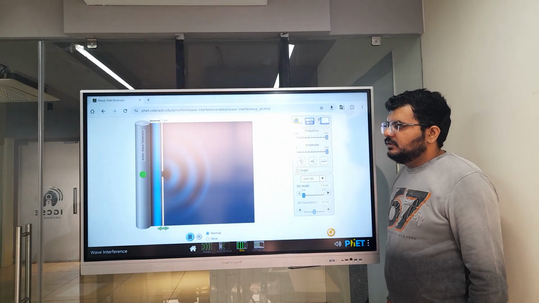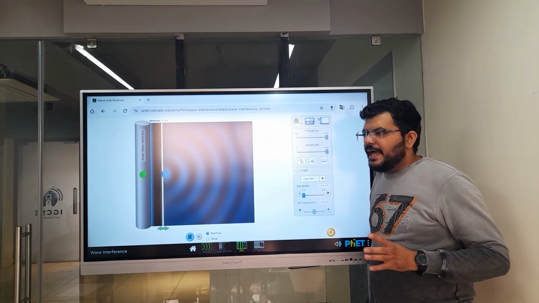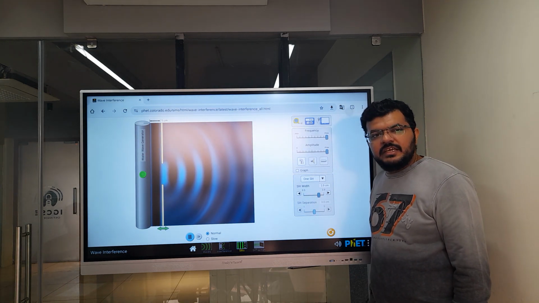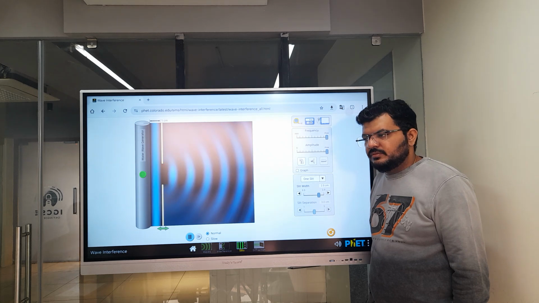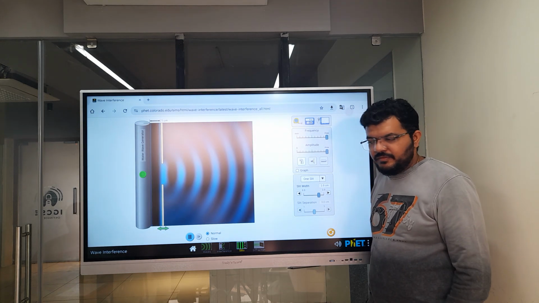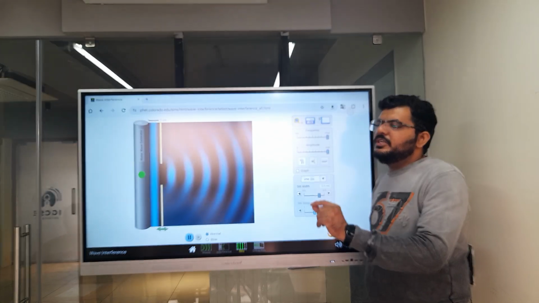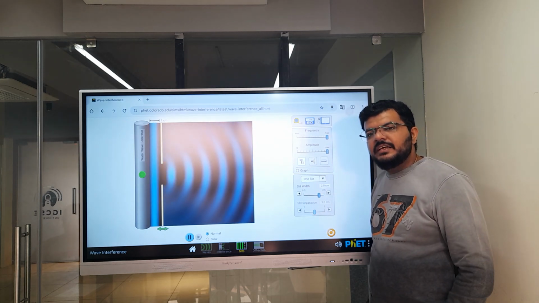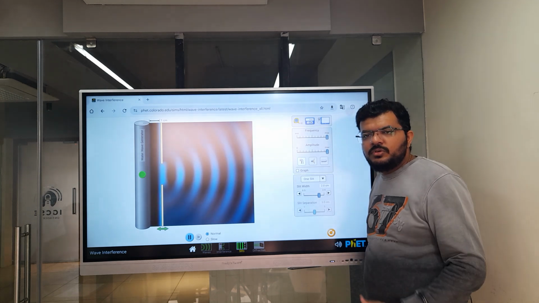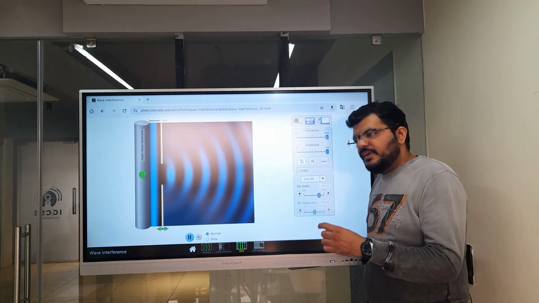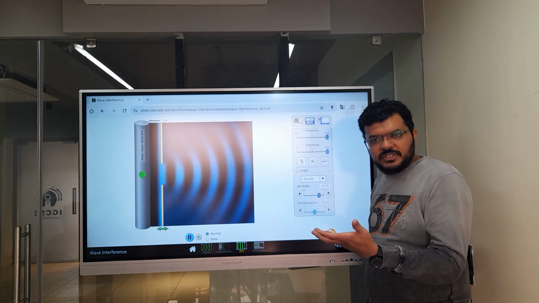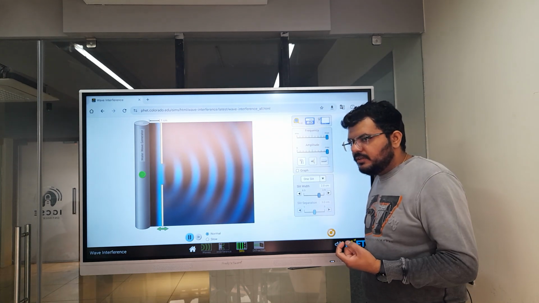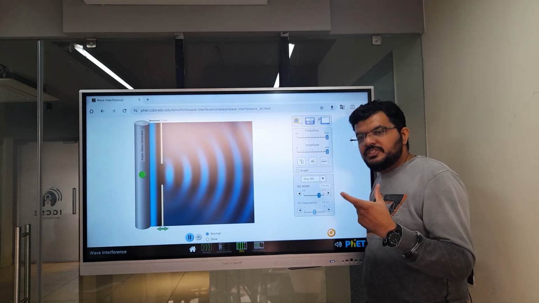Yes, sir. So what is the relationship with this gap? Can we all agree that as the gap increases, the diffraction decreases? Diffraction takes place when the gap is equal to the wavelength. If the wavelength is greater than the gap, then also diffraction will happen. But if the wavelength is smaller, or in other words the gap is bigger, right?